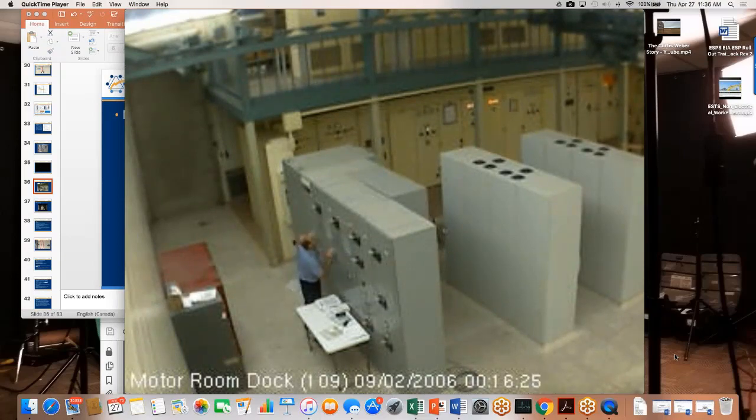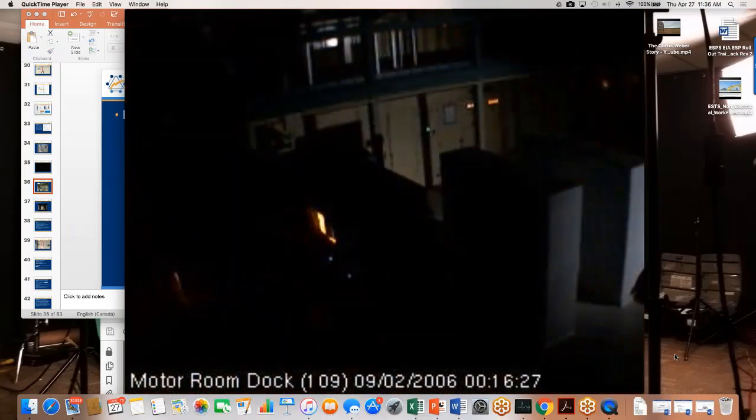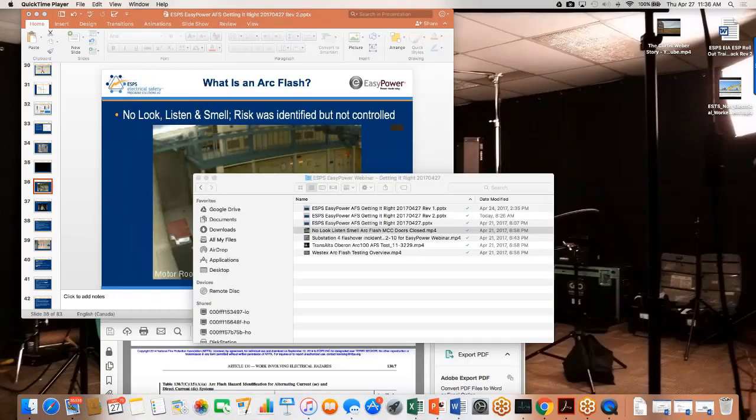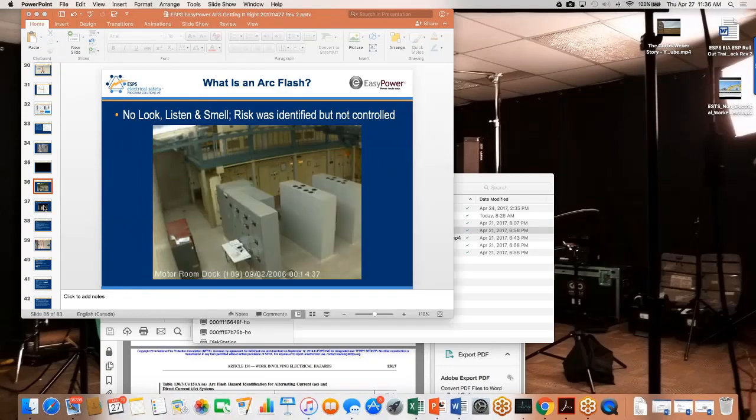You're going to see an MCC starter bucket, arcing fault, arc flash. Unfortunate incident. The gentleman had every opportunity, at least 4 times, where he could have removed himself from the exposure. So the risk was identified but not controlled.